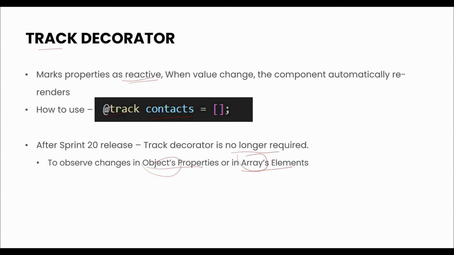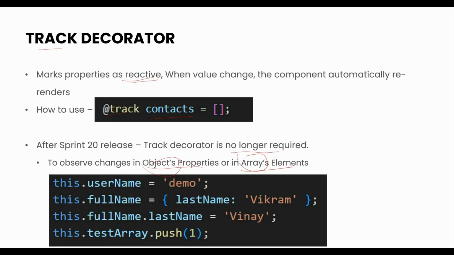So if we directly assign a new value to any property, then that will be observed by the framework. Like here we are assigning a demo value to the username property. So it will be automatically observed by the framework even without adding the track decorator, and updated on the UI. And here in this second example, we are assigning a new object into the full name property. So it will also be observed even without the track decorator.